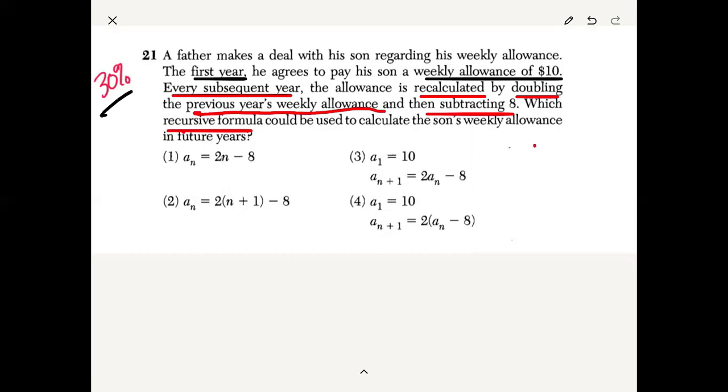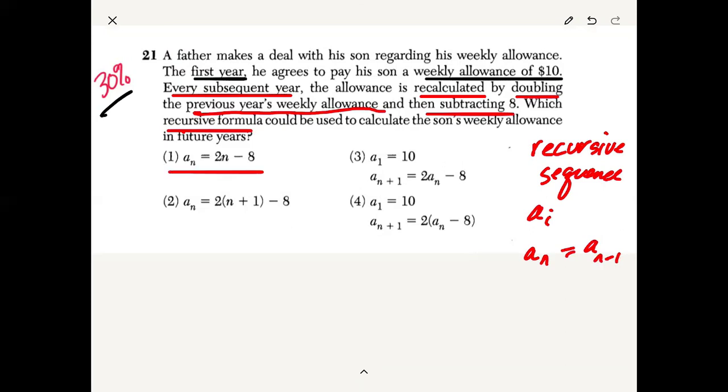Now, if you know what a recursive formula or recursive sequence is, you can eliminate two choices. Recursive sequences always have to tell you the initial value, and then there's going to be some formula where it's going to be n equals n minus 1, something like this, right? So this is not it because it doesn't tell you what the initial value is. So we can scratch that one off. Same thing for this. This doesn't work either because it doesn't tell you the initial value. So it's going to be one of these two. It's going to be either 3 or 4.